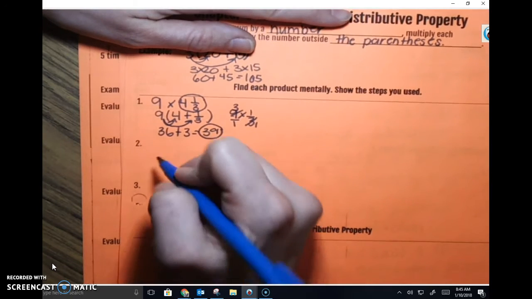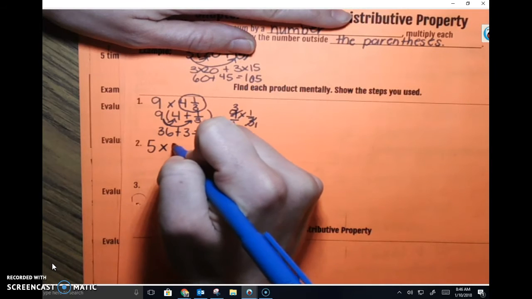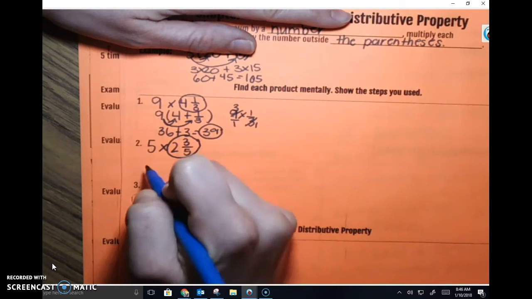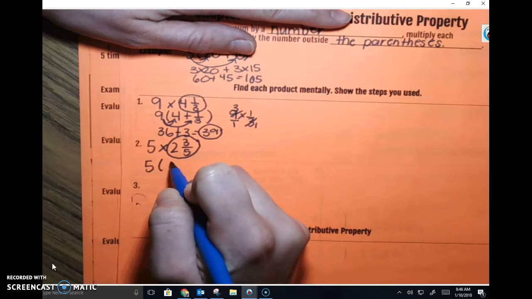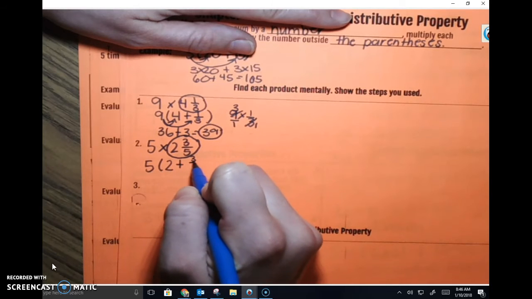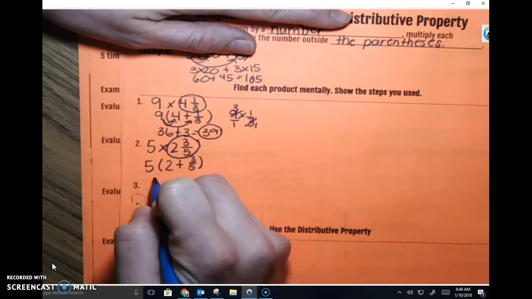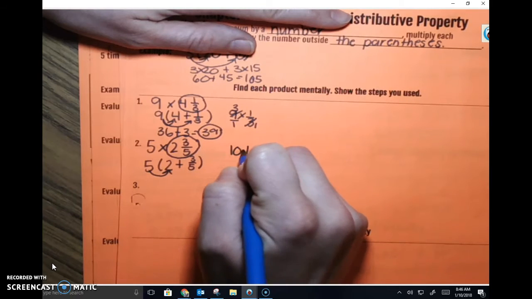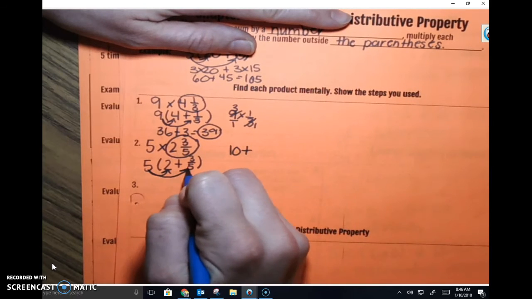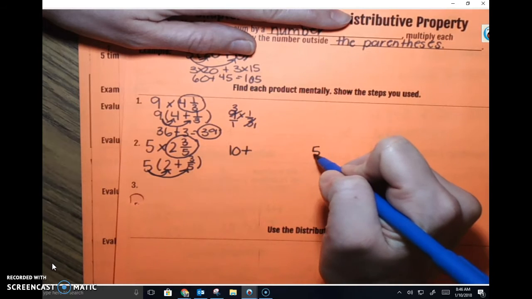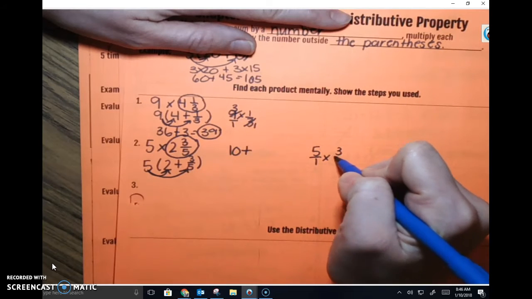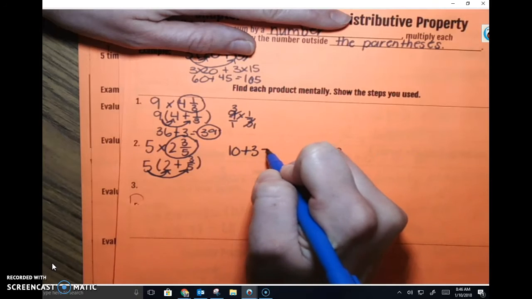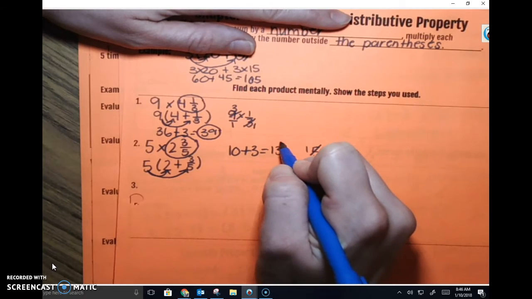Okay, we look on number 2. We're going to use the problem 5 times 2 3/5. Again, we're going to break up the second number. So we're going to pull 5 out. Then we're going to have 2 plus 3/5. We have the friendship property, so we're going to multiply 5 times 2 and get 10. And then 5 times 3/5. I need to work that one out. So we have 5 over 1 times 3/5. We cross cancel our 5s, then we get 3. So 10 plus 3 is 13.